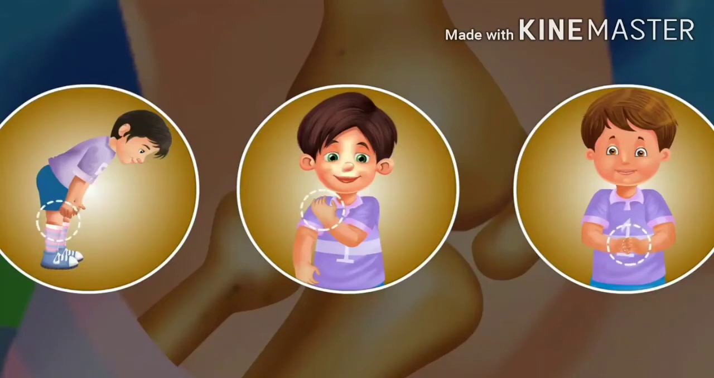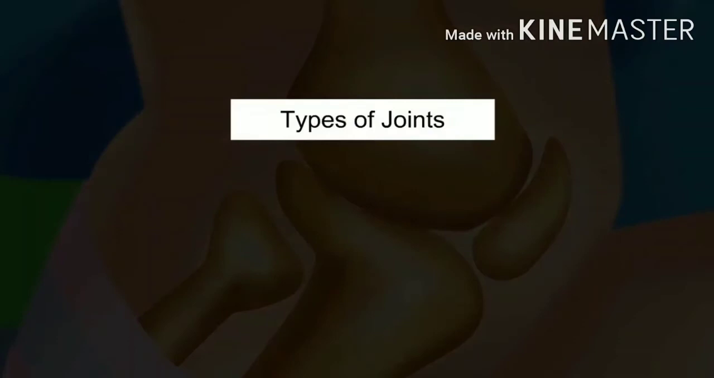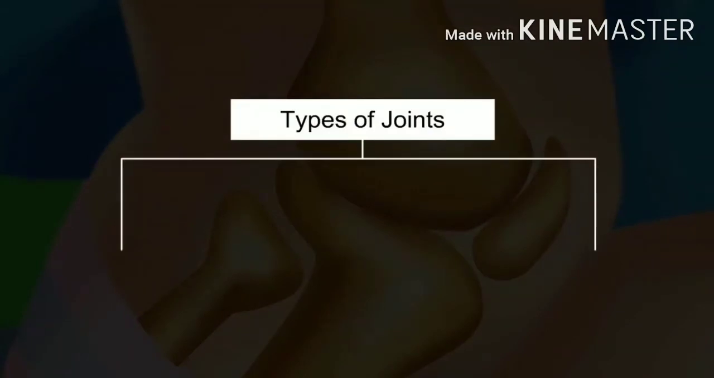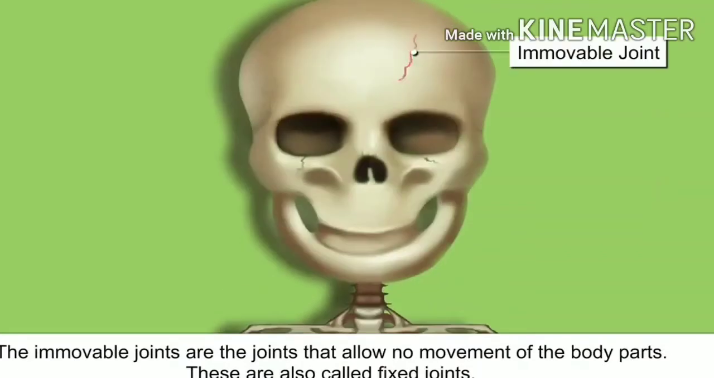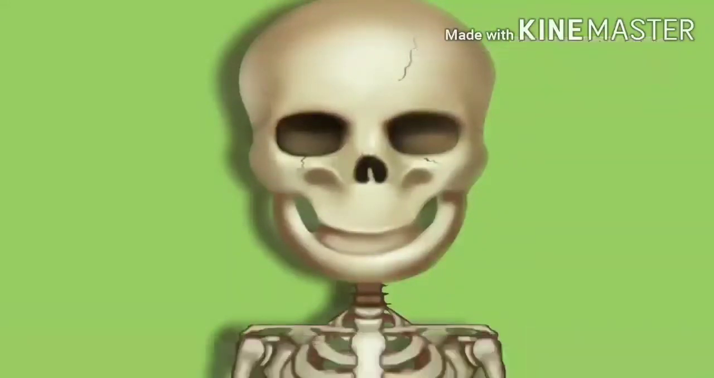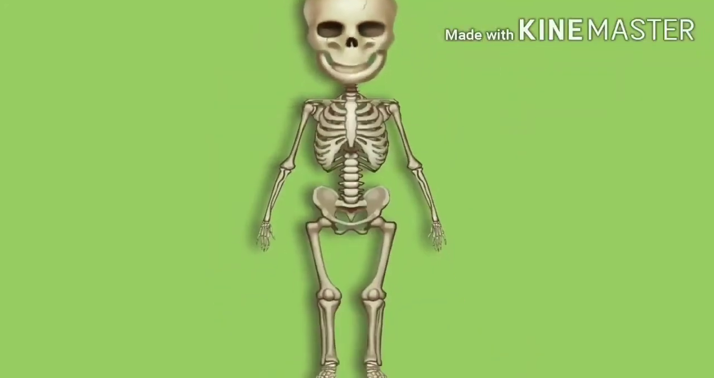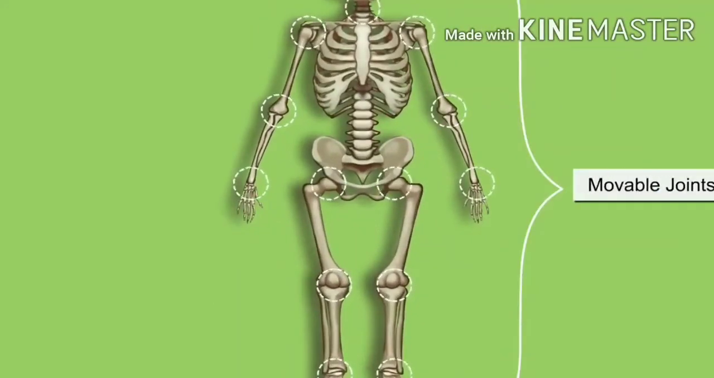On the basis of whether the joint helps in the movement or not, these joints can be categorized into two types: immovable and movable. The immovable joints are the joints that allow no movement of the body parts. These are also called fixed joints. Such joints are found in the skull. Except the joints present in the skull, all other joints found in the body are movable.